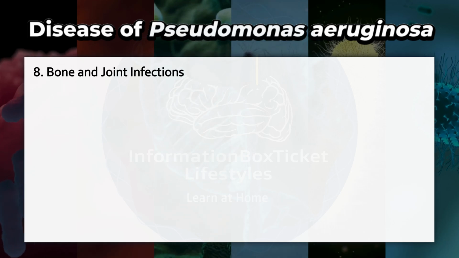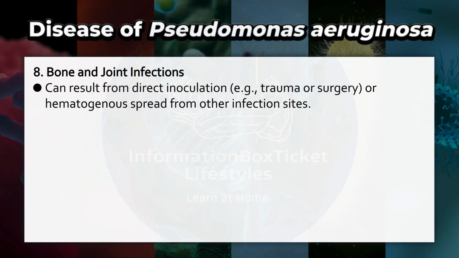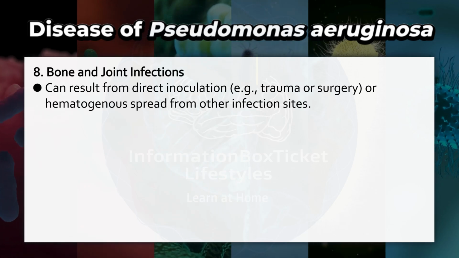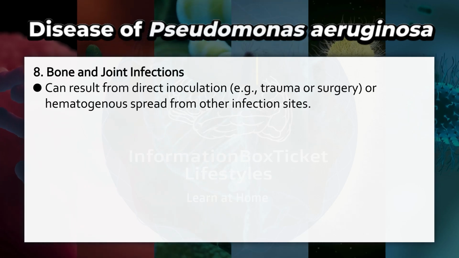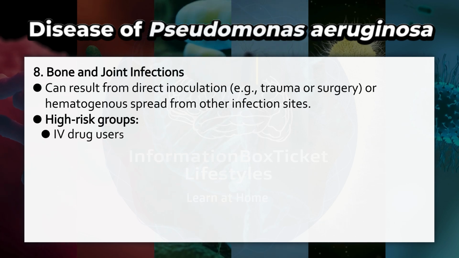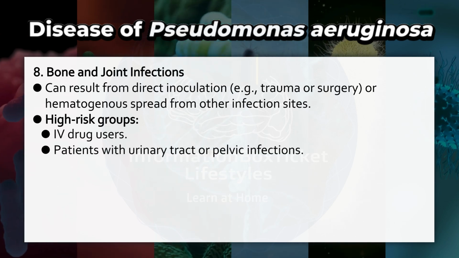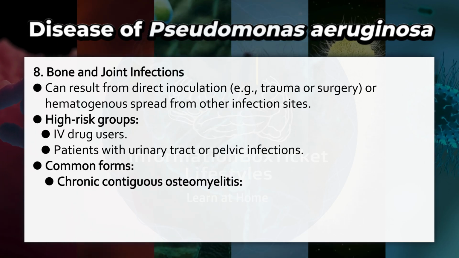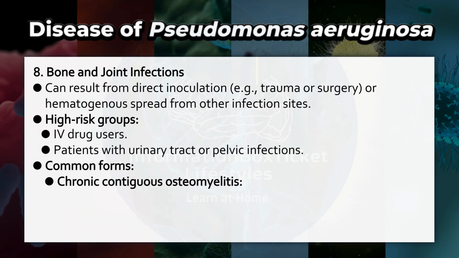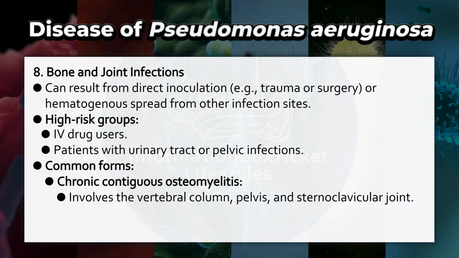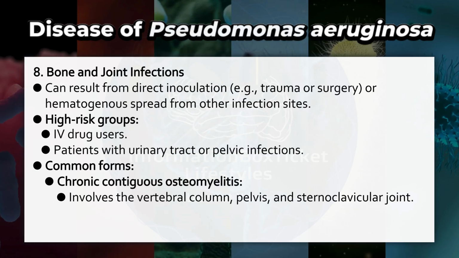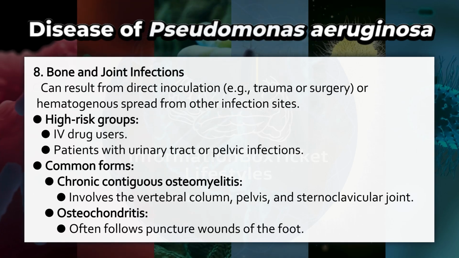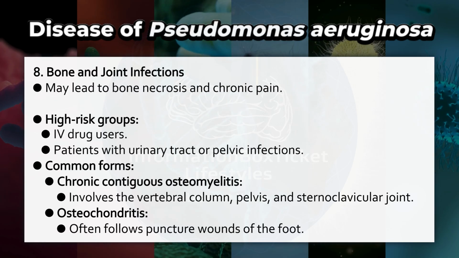8. Bone and joint infections. Can result from direct inoculation, e.g., trauma or surgery, or hematogenous spread from other infection sites. High-risk groups: intravenous drug users and patients with urinary tract or pelvic infections. Common forms: chronic contiguous osteomyelitis, involving the vertebral column, pelvis, and sternoclavicular joint. Osteochondritis often follows puncture wounds of the foot. May lead to bone necrosis and chronic pain.